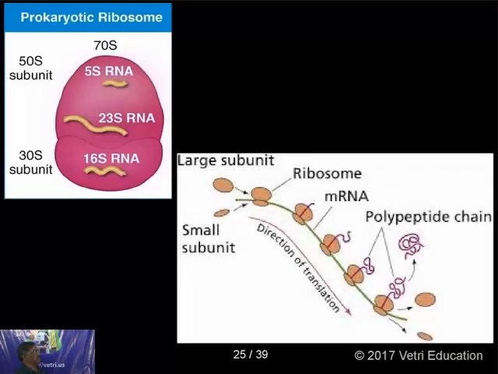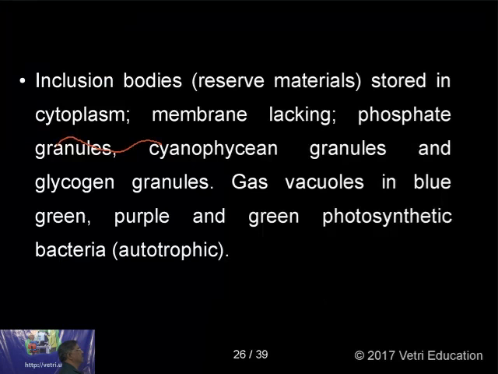Here the diagram is given of the prokaryotic ribosome. It is made up of two units, a big unit and a smaller unit. The smaller unit is 30S and the big one is 50S, and the total is 70S. So individually 50S and 30S, when they combine, become 70S. And here you can find a chain of ribosomes attached to an mRNA. This is called a polysome, or polyribosome.